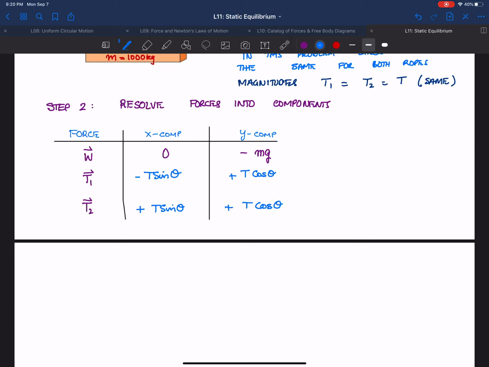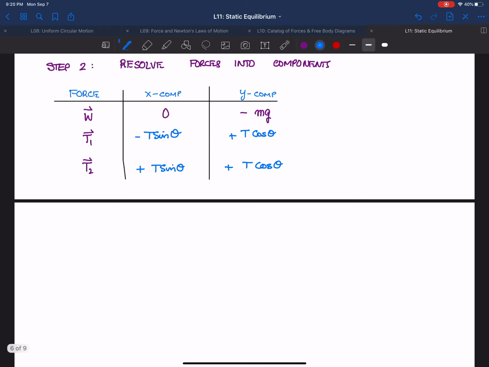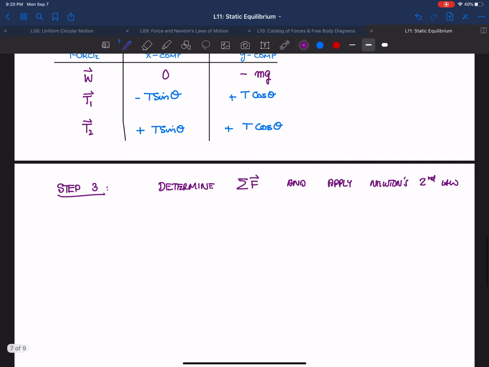So I've gone ahead and resolved each of the forces into their respective x and y components. Now we move on to the third step, step 3: determine the net force and apply Newton's second law of motion.